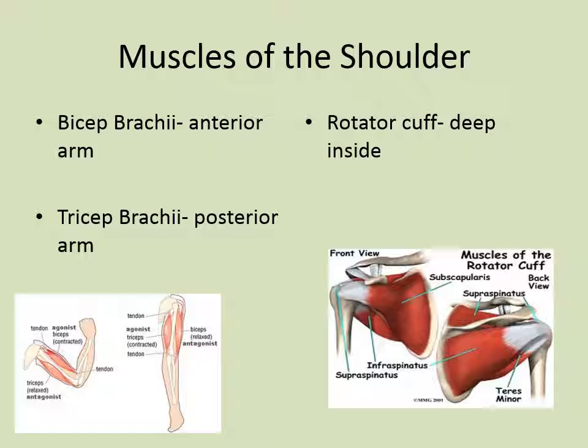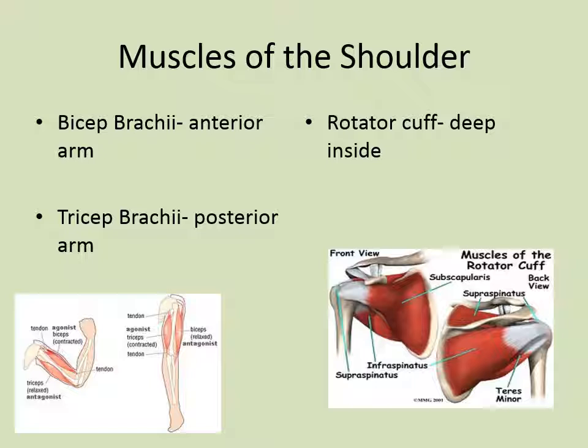So muscles of the shoulder that are pretty important are the biceps brachii. This is on the anterior arm. The bicep will flex the elbow and the shoulder. The triceps brachii is on the posterior surface of the arm, and it will extend the elbow and the shoulder.